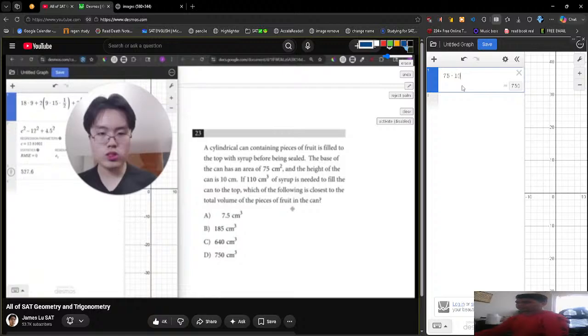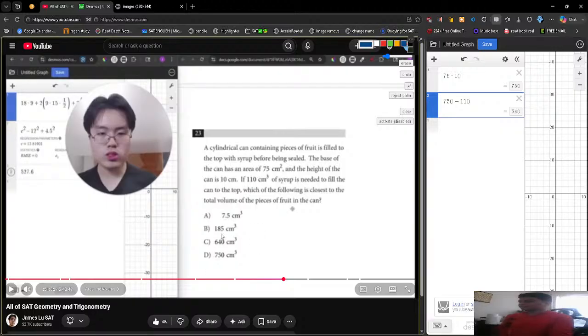If 110 cm³ of syrup is needed to fill the can to the top, which of the following is the closest total volume of the pieces of fruit in the can? So isn't that 750 minus 110, which is 640, which is C.